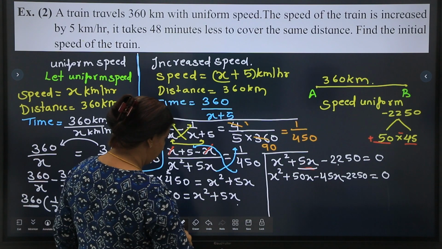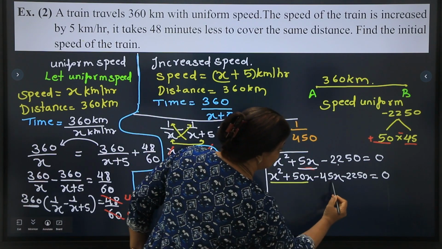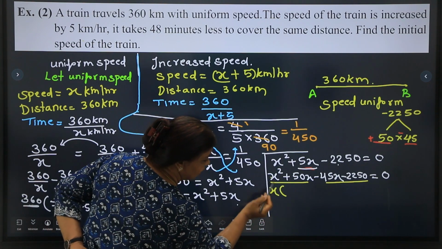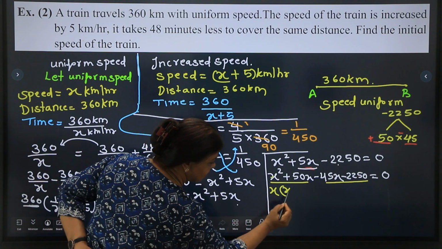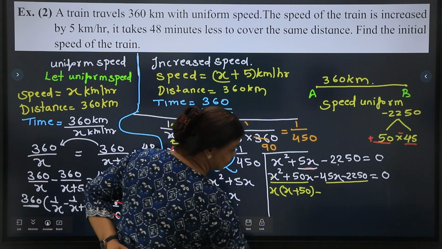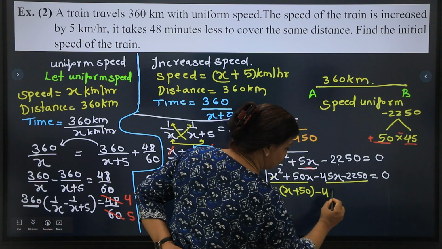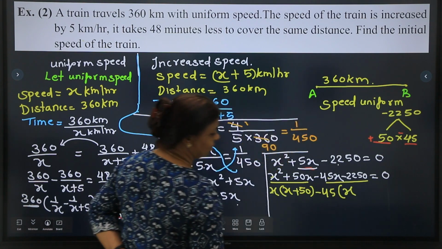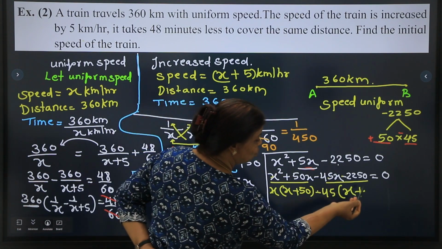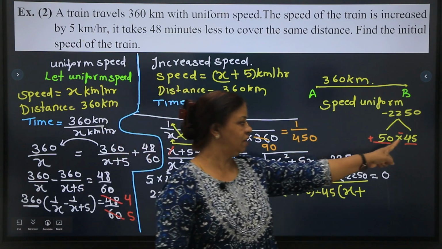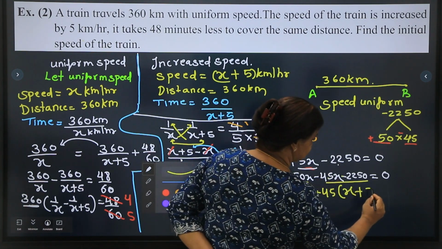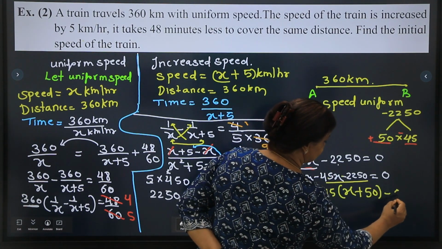Now you have to select the common factor from these two terms and from these two terms, children. See, here x square is there, here x is there, so I can take x out. x square was there, x is out, so remaining is x, plus 50x was there, x is out, so 50. Minus, here 45x, so 45 I will take out and x will remain. Minus into minus will be plus. 45 into what will give me 2250? Now 45 into 50 will give me 2250. So I can write here 50, which is equal to 0.